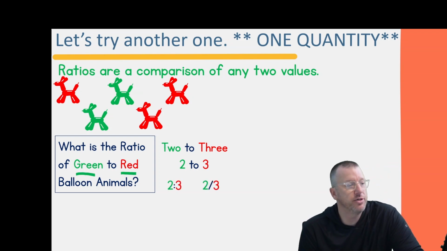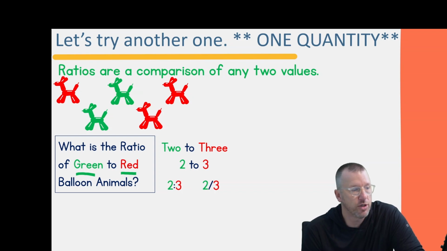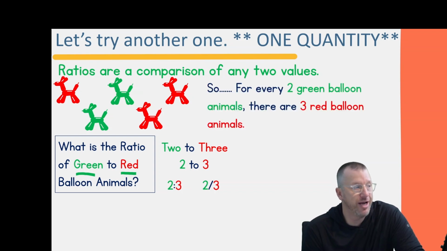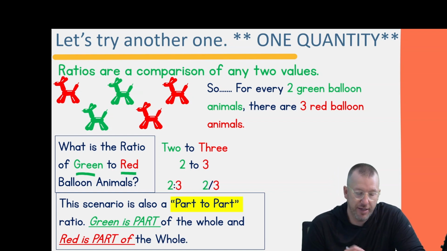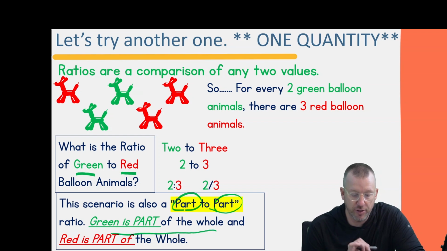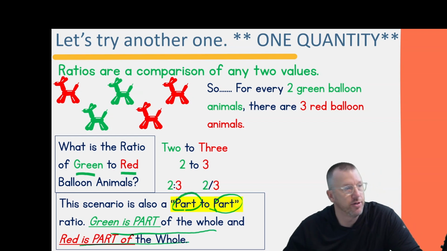So there's 4 different ways you can show it. Use it in words, but using the word 2 in between, or use a colon or use a fraction. So for every 2 green balloon animals, there are 3 red balloon animals. You starting to see that ratio, how that works? Okay, and again, red to green is still comparing part to part because green is part of the whole and red is part of the whole.